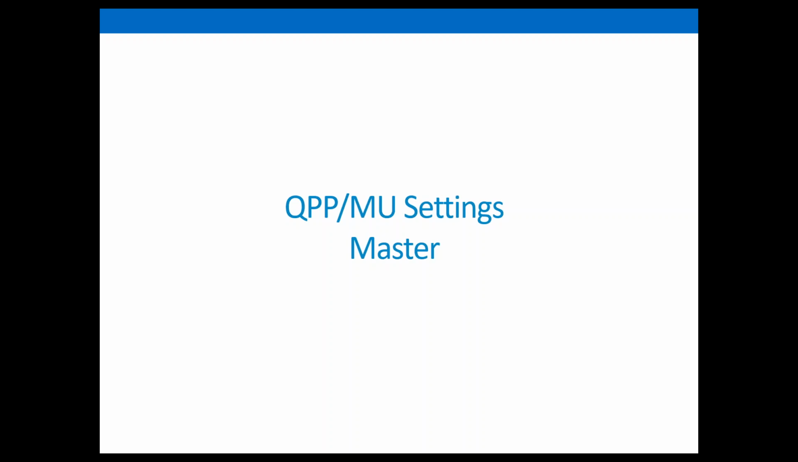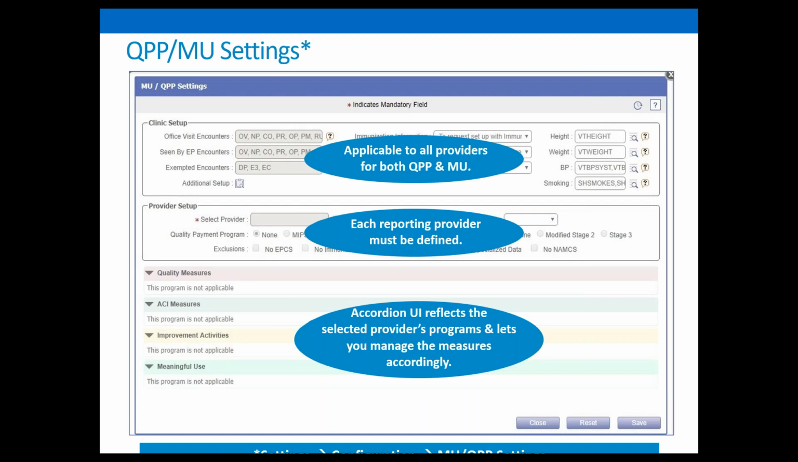But getting into the actual upgrade itself now, we're going to first of all look at the settings master. For each provider in your practice, whether you're going for the quality payment program or meaningful use, each provider that is reporting needs to be defined under this settings configuration master. Formerly, it was simply called MU settings because meaningful use was the only program out there, but now we've renamed it to MU/QPP. It has also been redesigned in addition to being renamed.